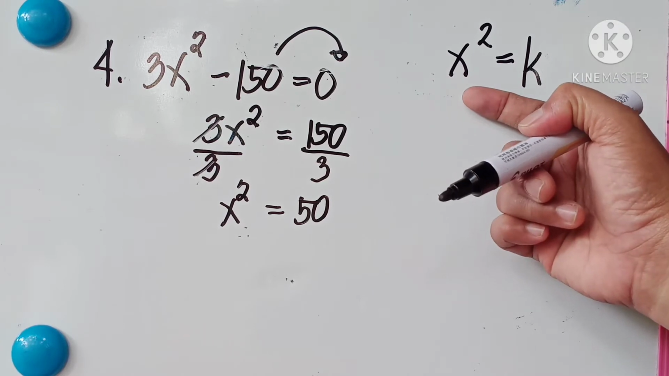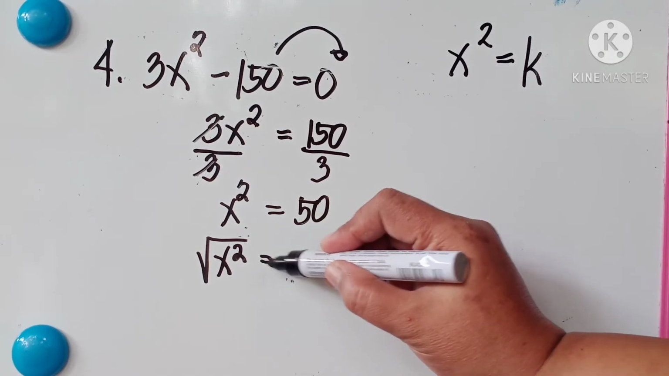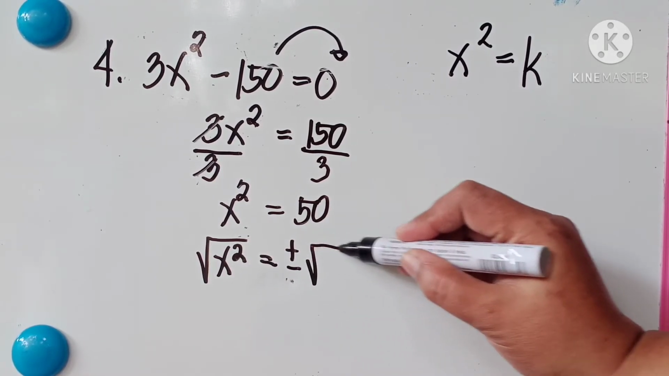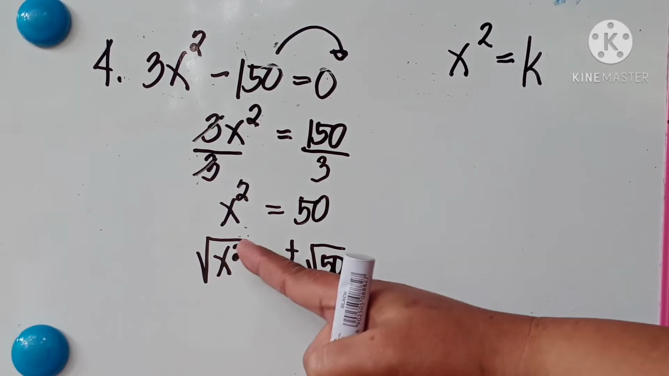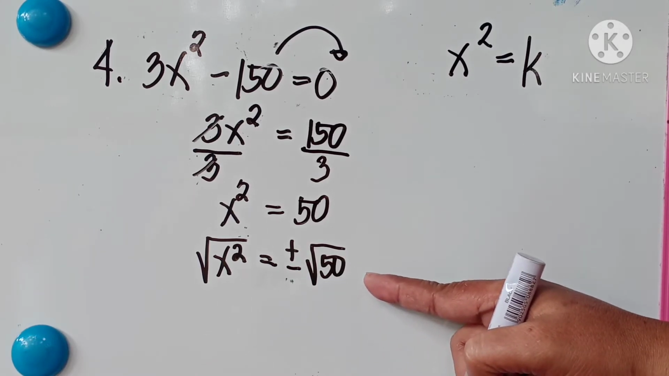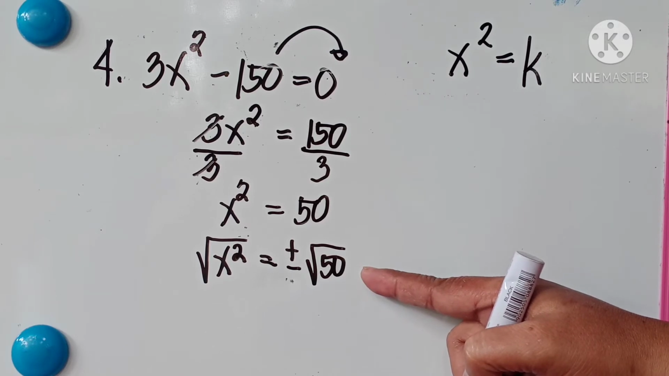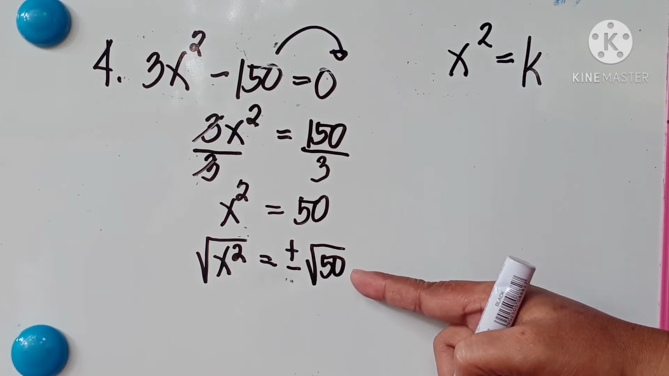So, ang gagawin na lang natin is extract the square roots on both sides of the equation. So, we have here square root of x squared is equal to positive negative square root of 50. Ngayon, ang 50 ba ay perfect square? Hindi. So, kapag hindi perfect square yan at pwede pa natin siyang i-factor, then i-factor natin. So, look for the factors of 50 na dapat yung isa ay perfect square.